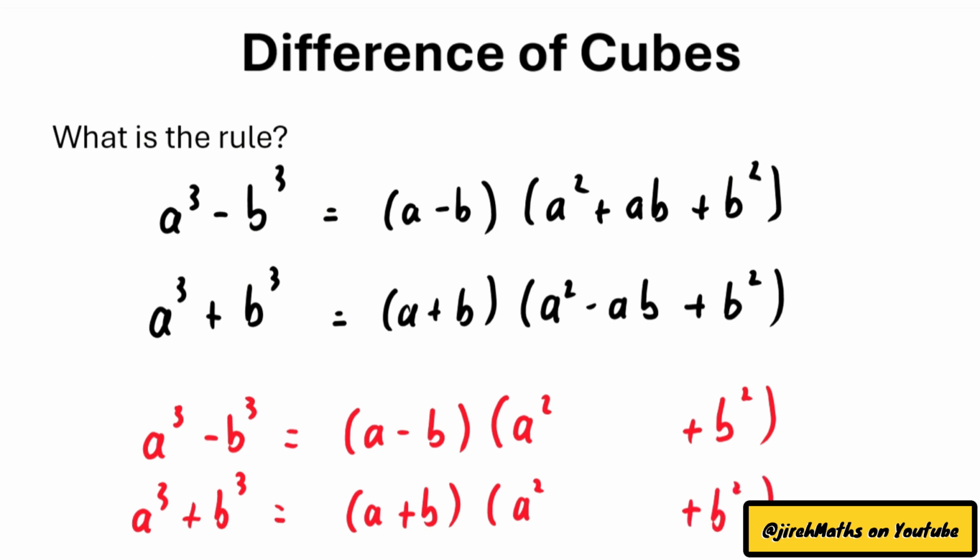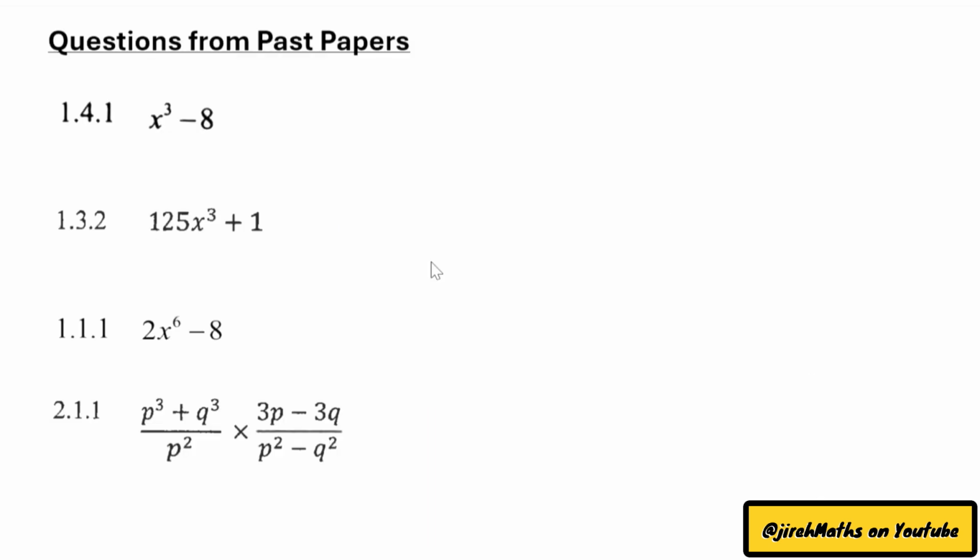Now we just need the middle term, and the middle term is, if that is a minus, this becomes a plus ab. So you switch the sign. If that's a plus, this becomes minus ab. And that's how you learn the rule. Let's try to solve some questions with the rule. So I've pulled together some questions from past year papers. So this is the level at which you will be tested in grade 10.